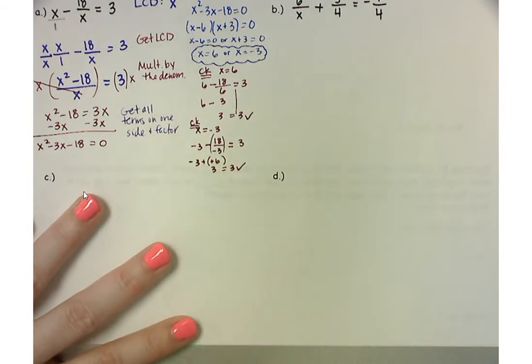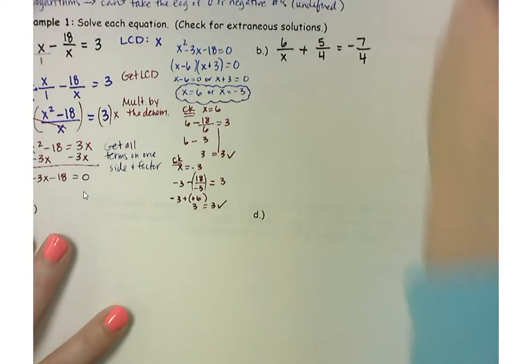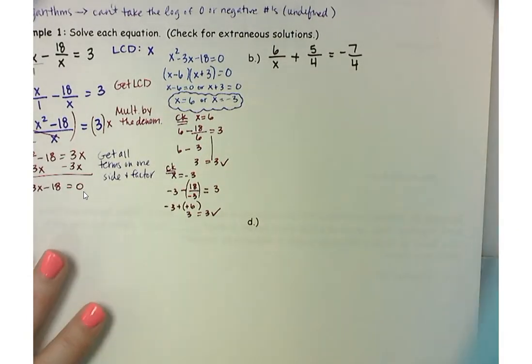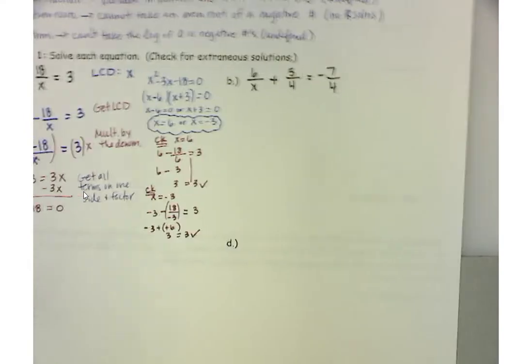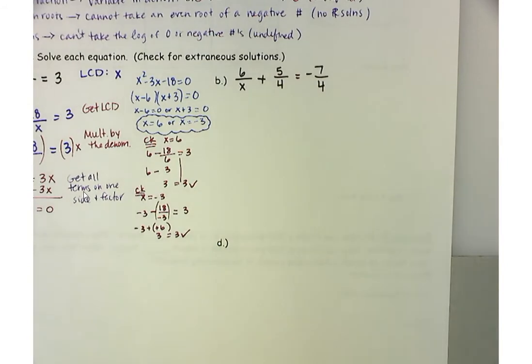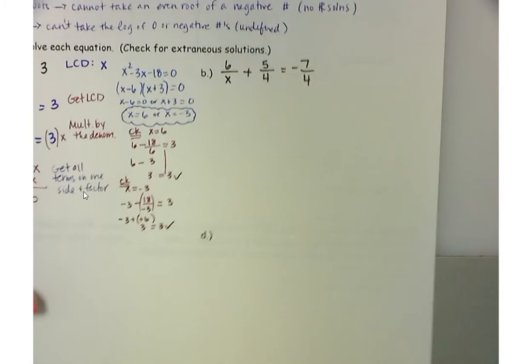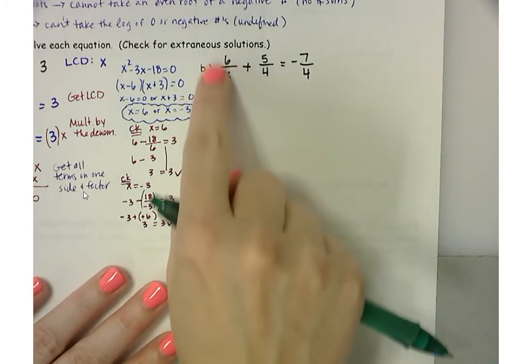All right, now I told you I was going to show you a new strategy. That's what we're going to do for B. So the first thing you want to do is find your LCD, and if you already started and you multiplied the top and the bottom of this by 4 and the top and the bottom of this by x, you can do that. Notice that you have fractions all the way across here. So your LCD would be 4x.